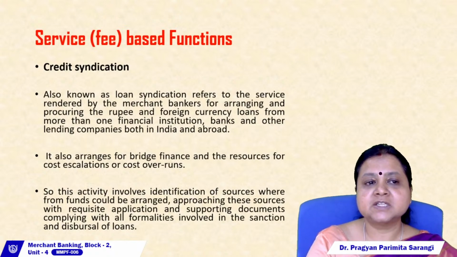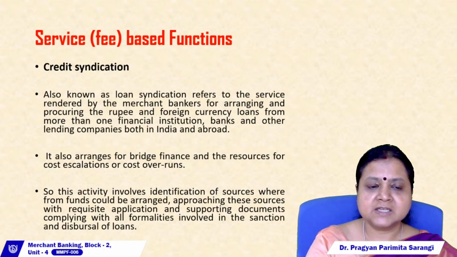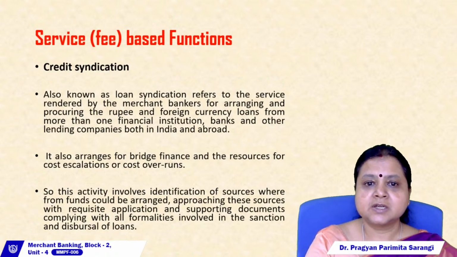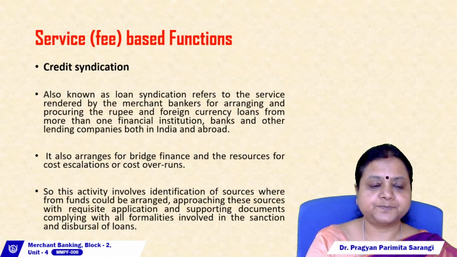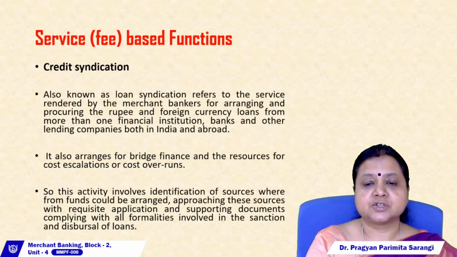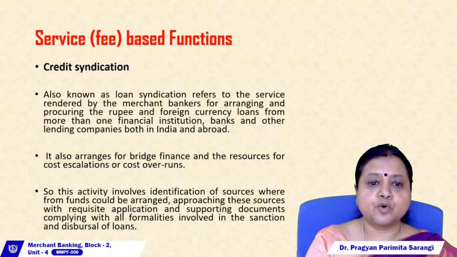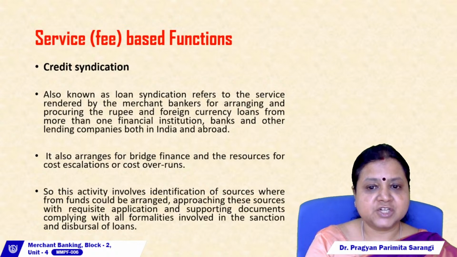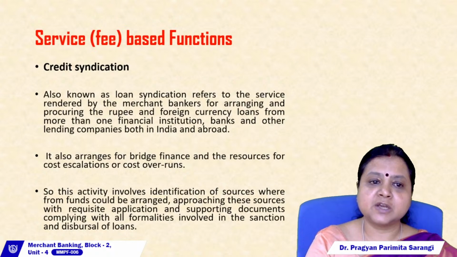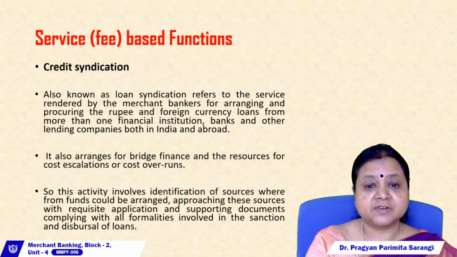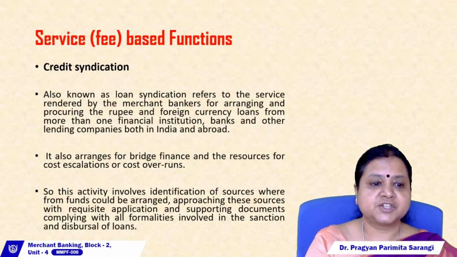So that arrangement is done by the merchant banker. It is also known as loan syndication, and it refers to the service rendered by the merchant bankers for arranging and procuring rupee and foreign currency loans from more than one financial institution. So whenever it is required, they can borrow from more than one financial institution. But that syndicate of banks will be identified and negotiated, and what proportion of funds will be given by the different banks, that will be done by the merchant banker.